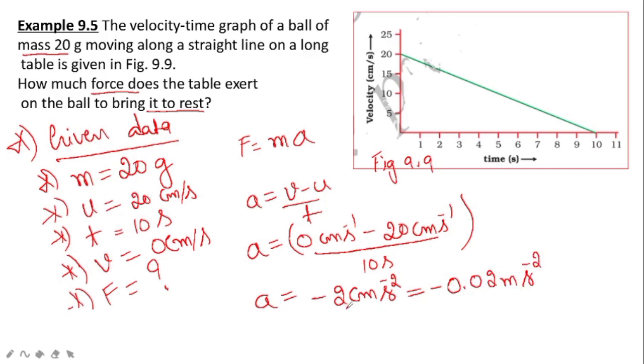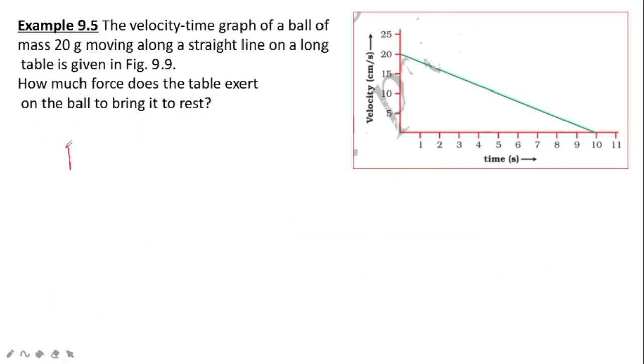That means we have converted the centimeter per second square to meter per second square. The reason is that the SI unit of acceleration is meter per second square, right? So now we got the value of acceleration. Next we have to find force. So then F equal to m into A.